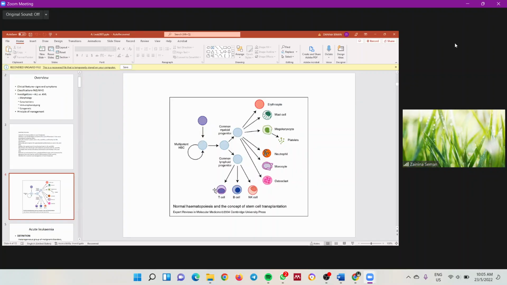This is normal hematopoiesis, in which all these mature cells develop from the hematopoietic stem cells, and then they become committed into myeloid progenitor cells and lymphoid progenitor cells. From lymphoid they become lymphocytes, while myeloid becomes various cells. This is the normal hematopoietic stem cell.